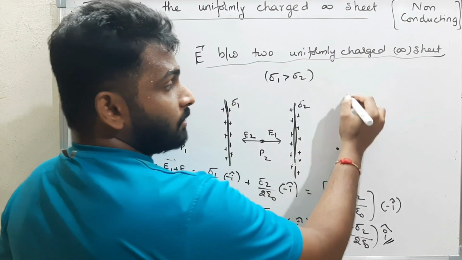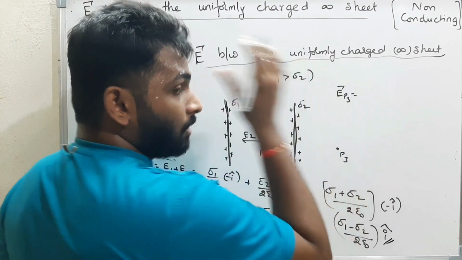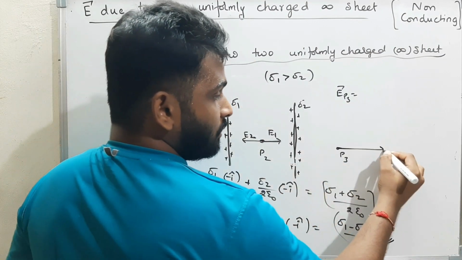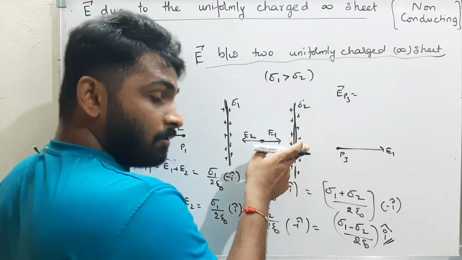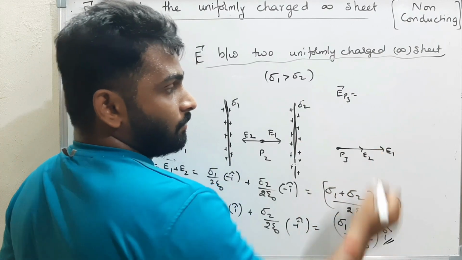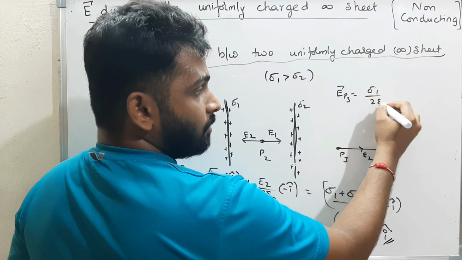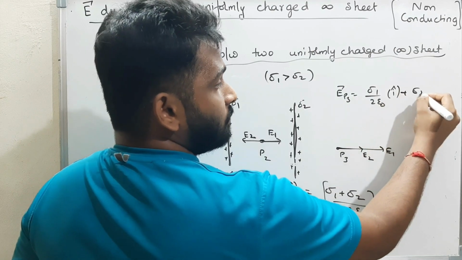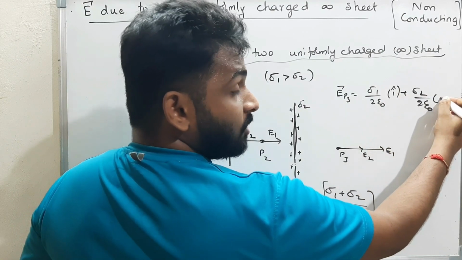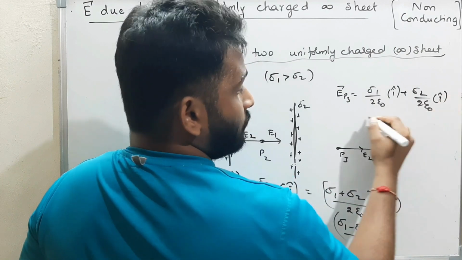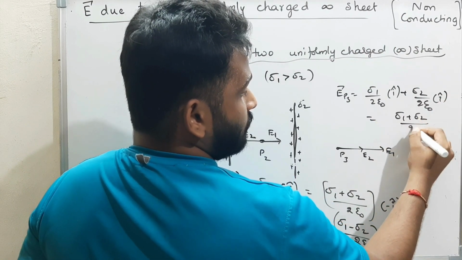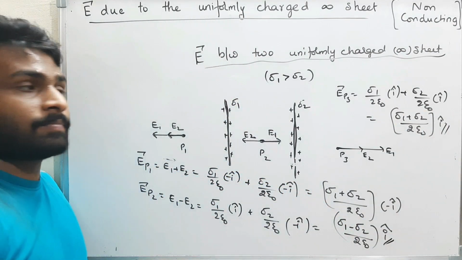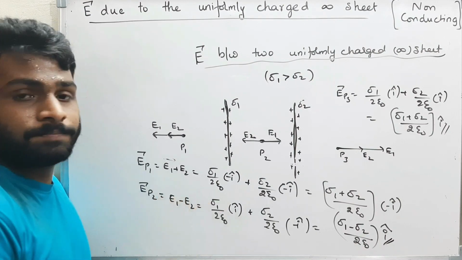Okay, next one. At point 3, the electric field at point 3. Now, how can I find the electric field at this point 3? Because of the sheet, the electric field will be in this direction E1, and because of the other sheet, the electric field will be in the same direction, that is E2. Therefore, the resultant is sigma 1 by 2 epsilon naught I cap, since the electric field is in the positive direction, plus sigma 2 by 2 epsilon naught I cap. Therefore, sigma 1 plus sigma 2 by 2 epsilon naught I cap. That is the answer. I think these are clear.